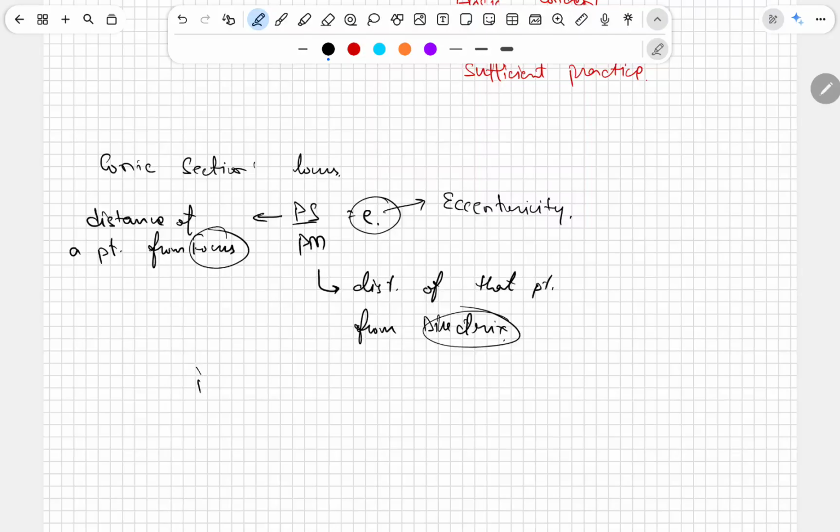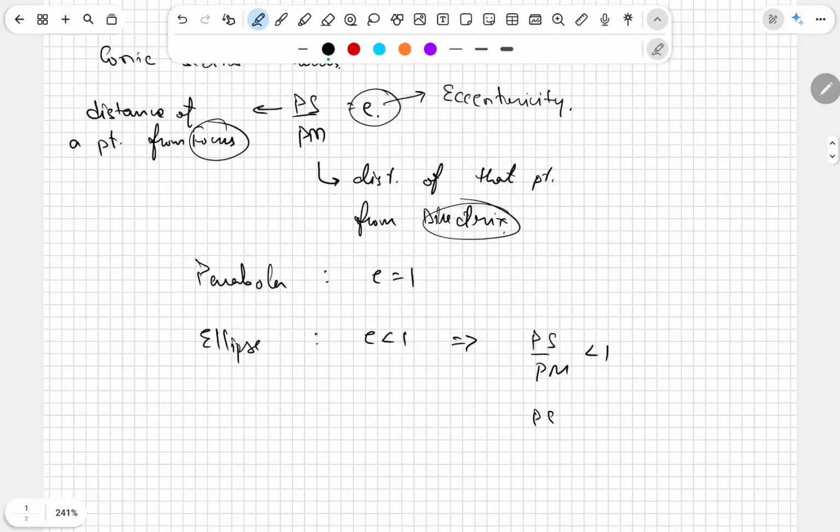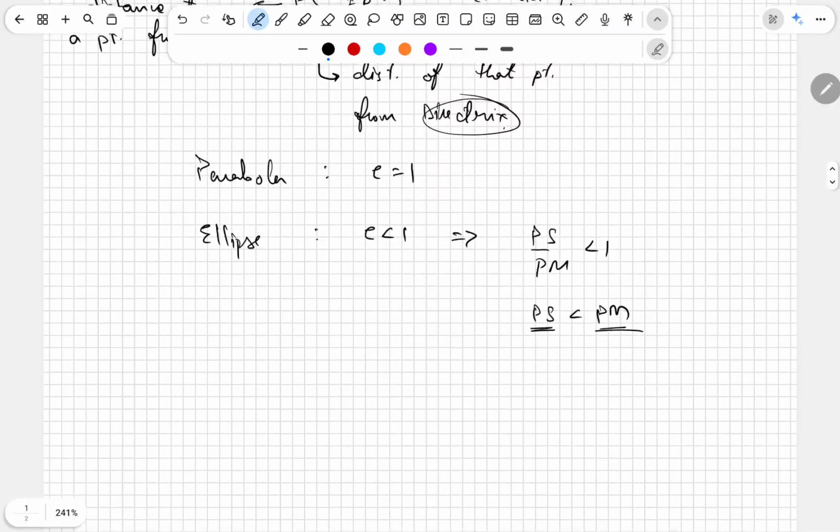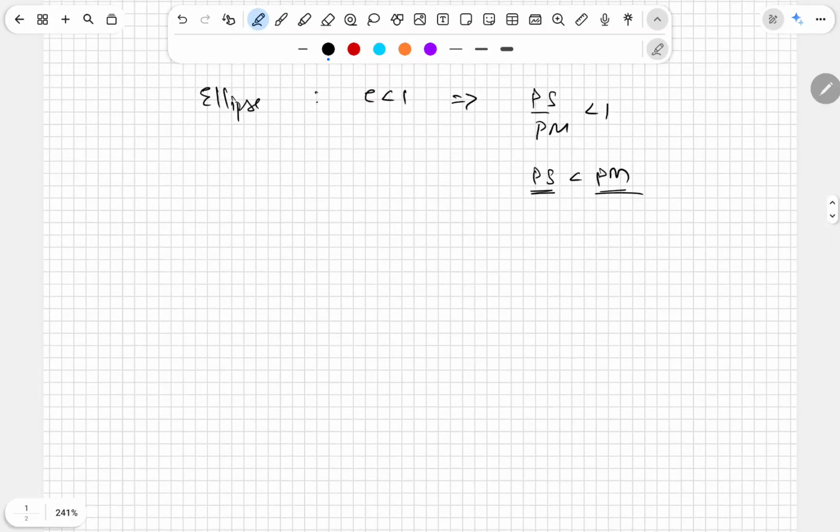We have covered in the chapter parabola that for parabola eccentricity is 1. Now we have to study ellipse. For ellipse, eccentricity is less than 1. That implies PS upon PM is less than 1. So we can say that PS is less than PM, that is the point is closer to focus than it is to directrix. This is the basic definition of ellipse.